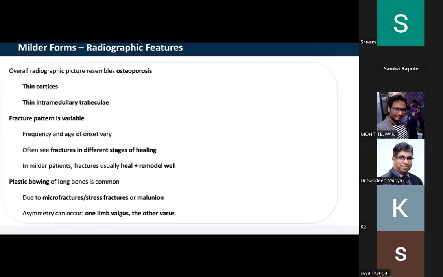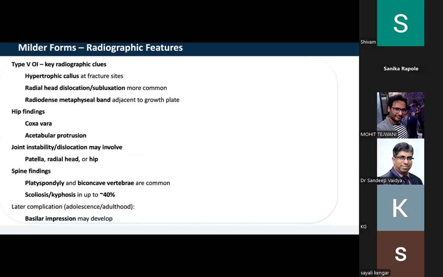The frequency of fractures is going to vary. You could see fractures in multiple stages of healing. In less severe forms, remodeling is there, maybe not acceptable, but it is there. It is insufficient, and the deformity is going to accumulate. And often these microfractures or stress fractures can create asymmetric limb alignment, like one limb could go into valgus, the other could go into varus.